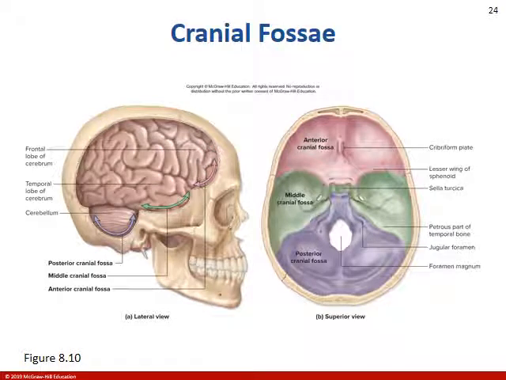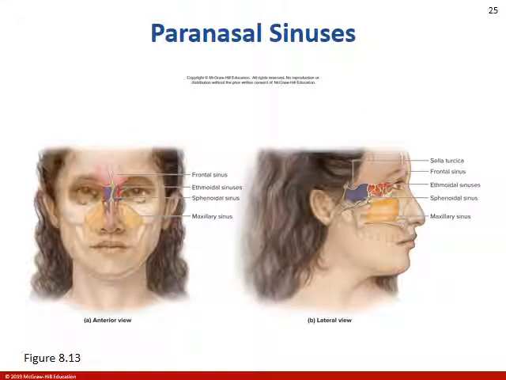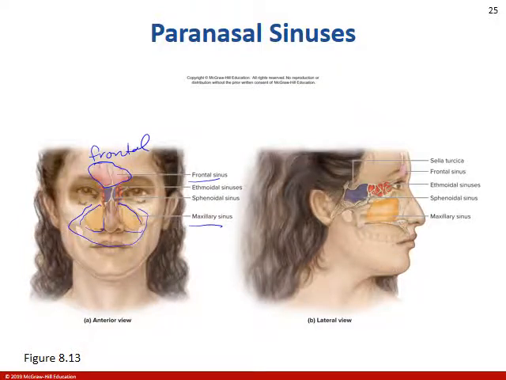Nice image from your textbook just to show you how the brain fills the volume of the cranial cavity. Another nice image for you to see the sinus cavities. We can see why these are called the frontal sinuses, because this is your frontal bone. And these are the maxillary sinuses, because this is your maxilla. And so just another nice image from the textbook.